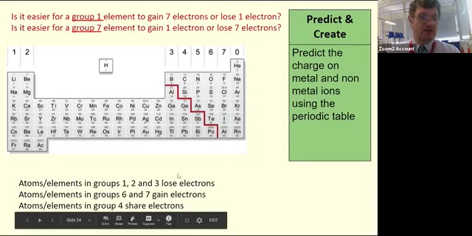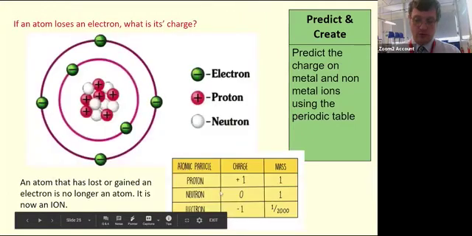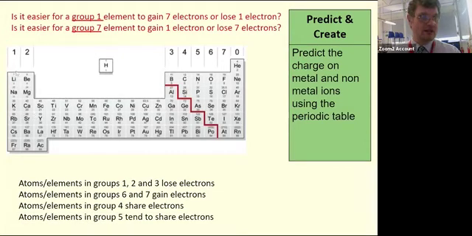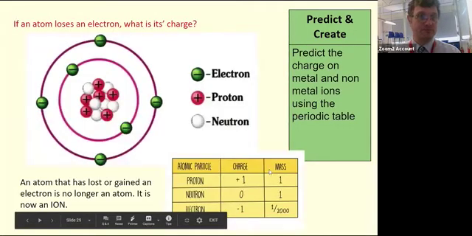So just a summary there. Atoms in groups 1, 2, and 3 lose electrons. 6 and 7 gain electrons. Group 4 share electrons. We're not going to focus much on these ones in the middle, which are sometimes weird. The GCSE really focuses on group 1, group 2, and group 7 and group 0. Those ones are the ones that come up most commonly.